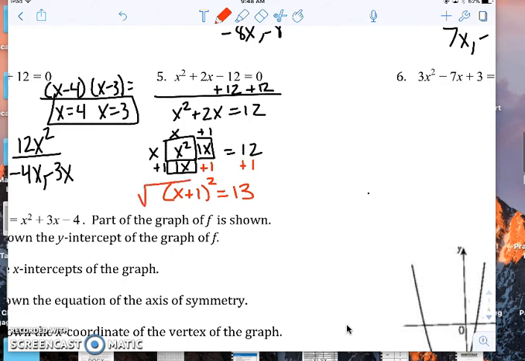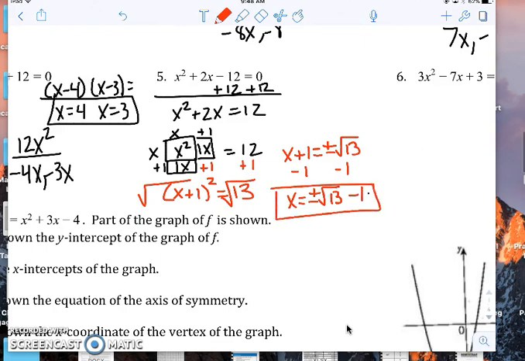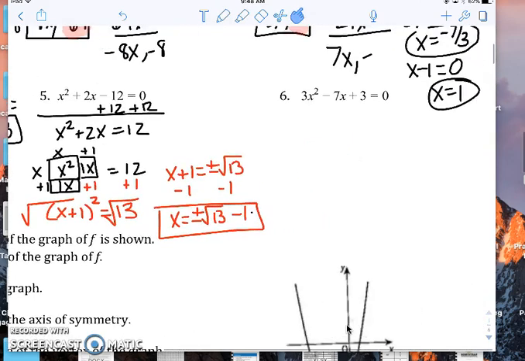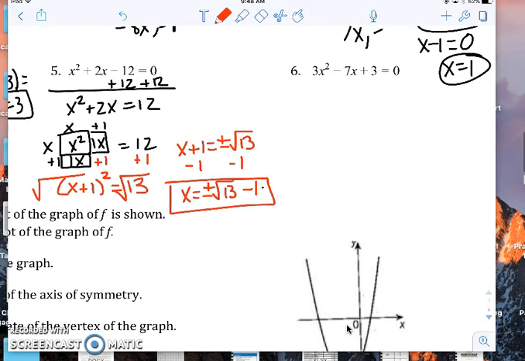Take the square root of each side. So we have x plus 1 equals plus or minus the square root of 13. Subtract 1. Plus or minus the square root of 13, minus 1. So that one, I bet we probably couldn't factor it either. So we would have to do the quadratic formula or completing the square.